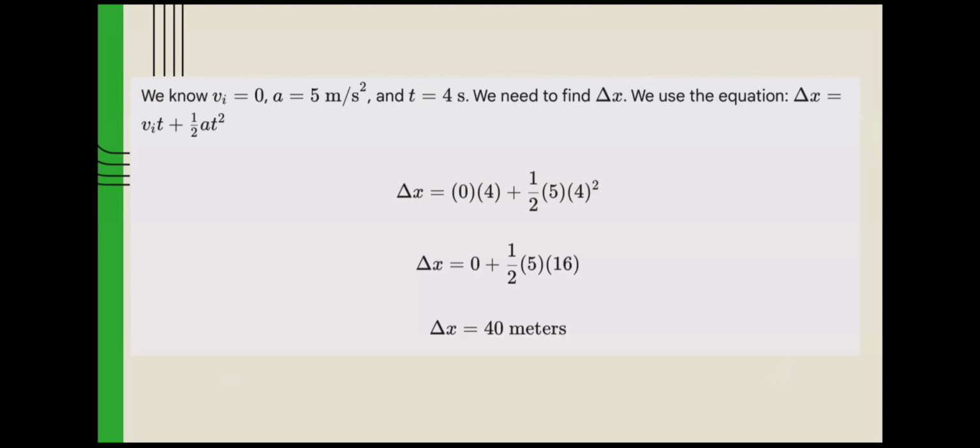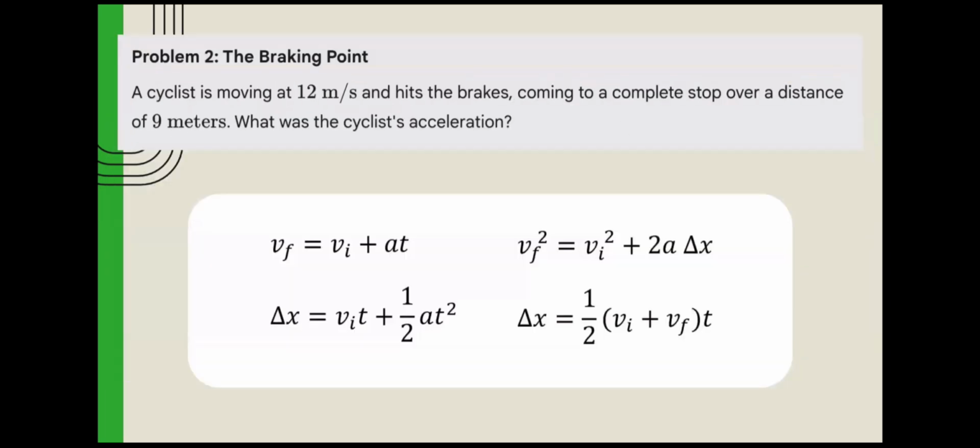Yeah, so for those who haven't solved it yet, this is how you solve this problem. You basically plug in the initial velocity, the acceleration, and time into this equation, and you just solve for delta x. So it's just a plug and chug problem. Next slide. So this is the second problem we're going to be doing, and I'll do the same thing again.